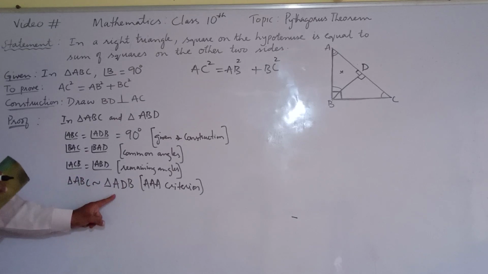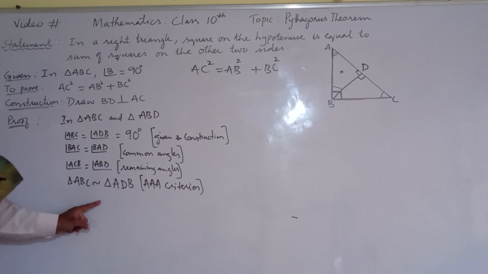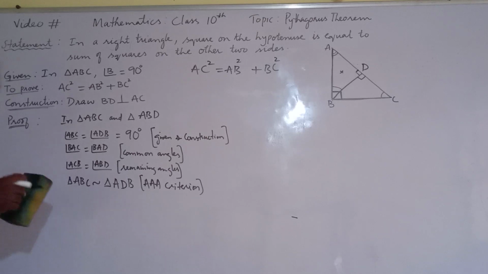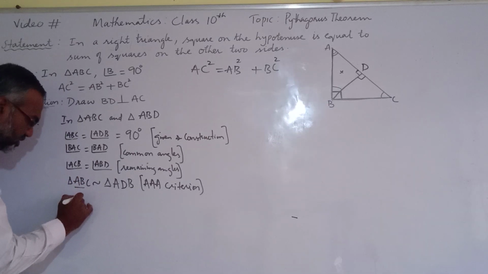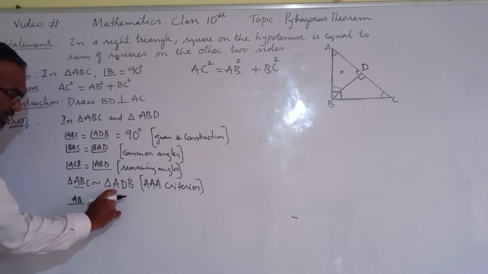Now, if they are similar, their corresponding sides must be in the same ratio. So the corresponding sides ratio we have to write: AB divided by AD.